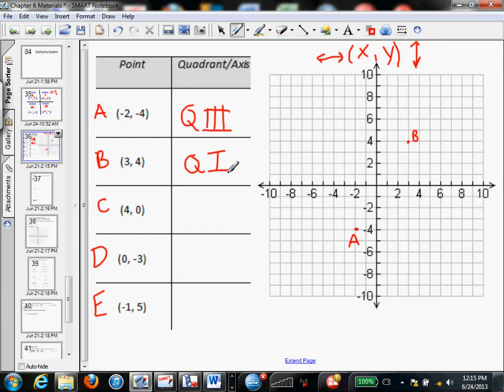Okay, looking at point C, we see 4, 0. So 4 is for x, it's positive, so we move 4 to the right. 0 for y tells us to move nowhere and stay where we are. So that point is going to be C. And if we look, is that in quadrants 1 or 4? Well, it's in neither. It's actually on the x-axis.